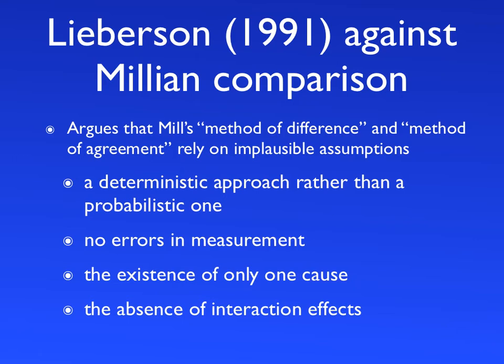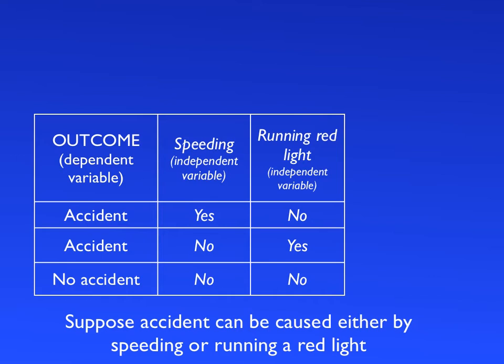A second important argument that Lieberson makes is that Mill's methods presume the existence of only one cause. Let's suppose, to explain how he makes this argument and why Mill's methods presume the existence of only one cause, that it happens to be true of the world that an automobile accident can be caused by one of two things, either by speeding or by running a red light. And we have three cases, three data points, if you will.